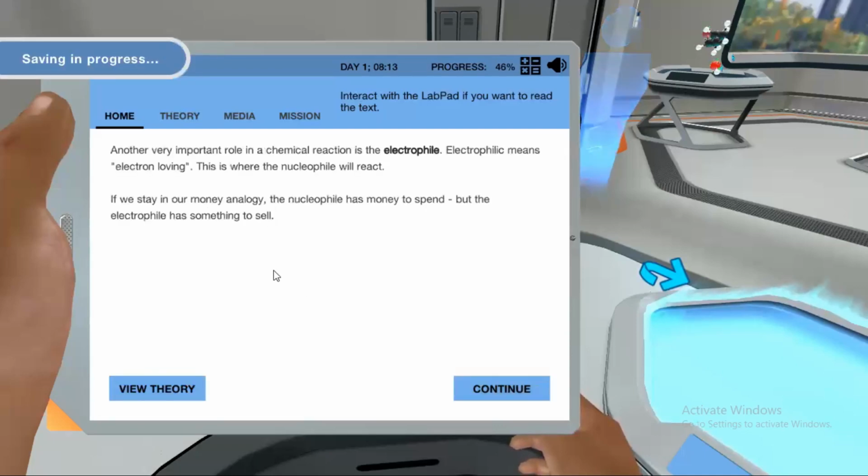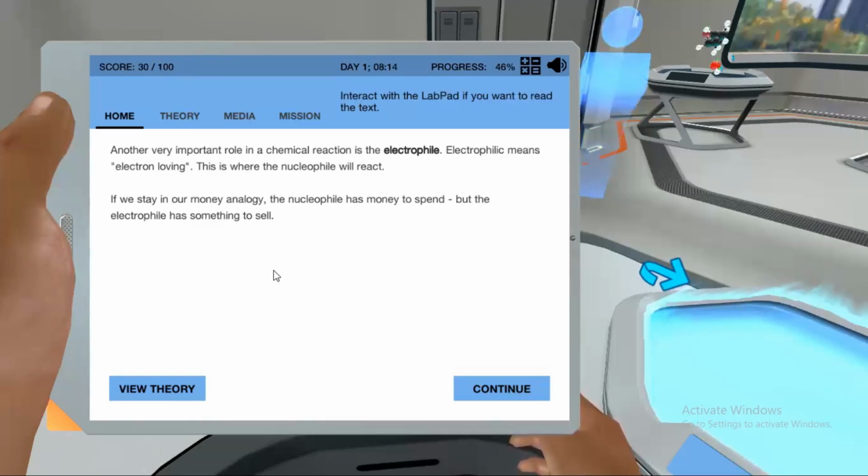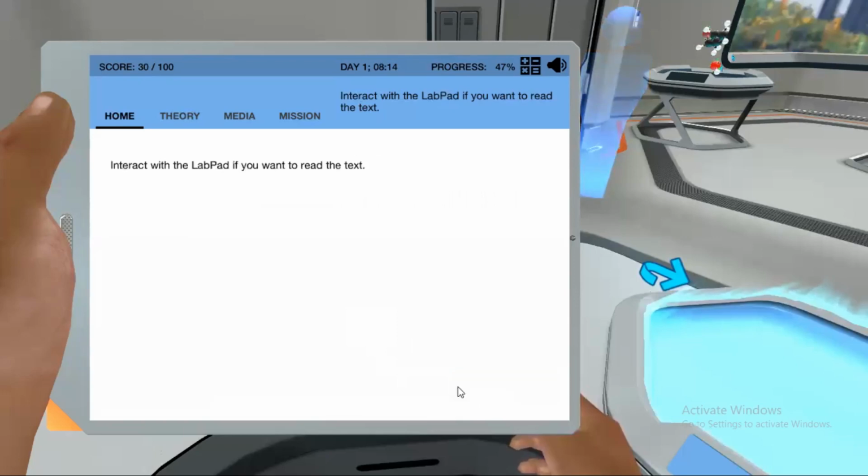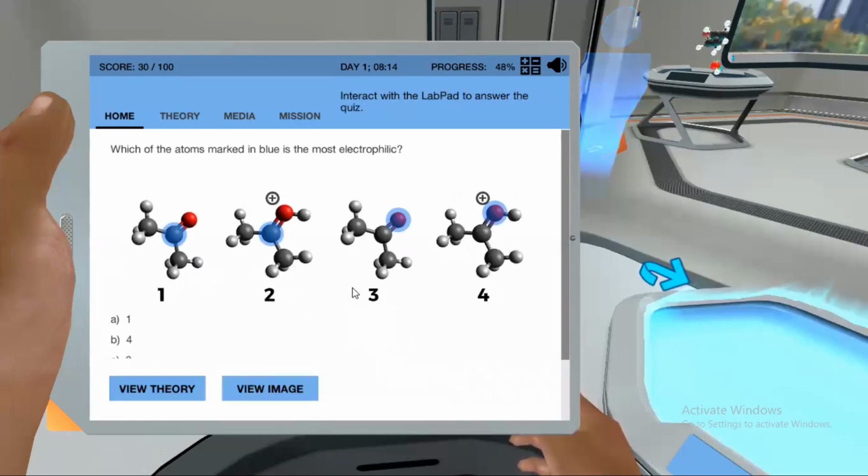Another very important role in a chemical reaction is the electrophile. Electrophilic means electron-loving. This is where the nucleophile will react. If we stay in our money analogy, the nucleophile has money to spend, but the electrophile has something to sell. An electrophile will accept an electron pair, just like a Lewis acid will. When identifying the electrophiles, remember that just like nucleophiles are also bases, look for factors that make the species acidic. Let's try it now. Which of the atoms marked in blue is the most electrophilic?